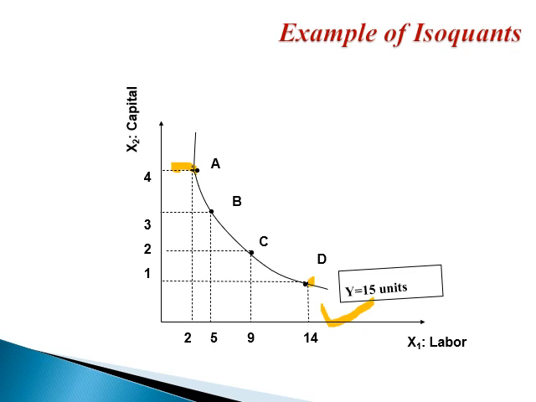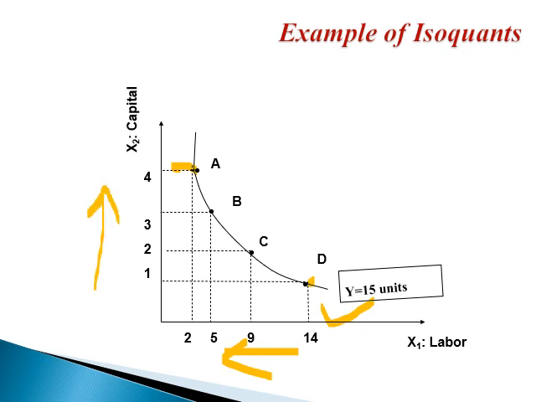So any point on that curve shows that you are, as an individual producer, producing the same level of output. Okay, and why is the slope negative here? Because remember, every time I reduce the level of x1, I must increase the level of x2 if I want to produce the same level of output.